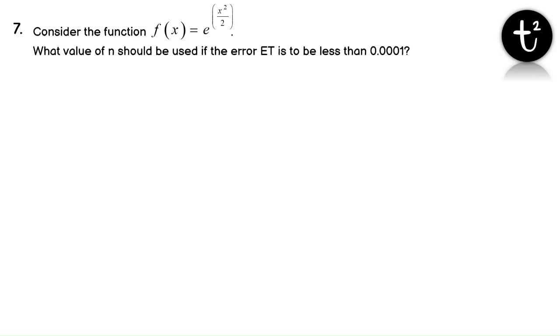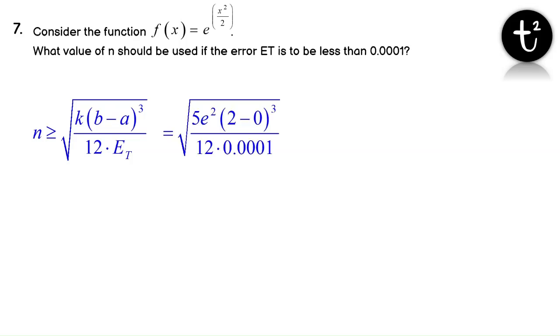All right, so the last problem here on the approximation problem wants to know what value n should be if the error of trapezoid is to be less than 0.0001. So what should I choose my n value? So here I'm going to rewrite the formula for the error of trapezoid so that I solve for n. We see that n will need to be greater or equal to the square root of k times b minus a cubed over 12 times that error, that desired error. And again, I'm going to plug in my values.